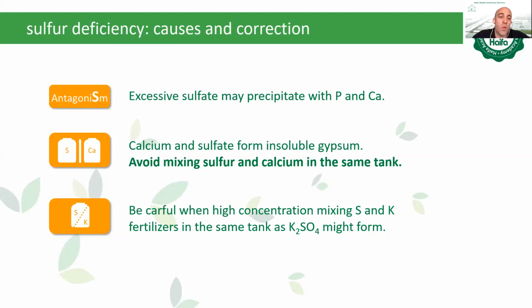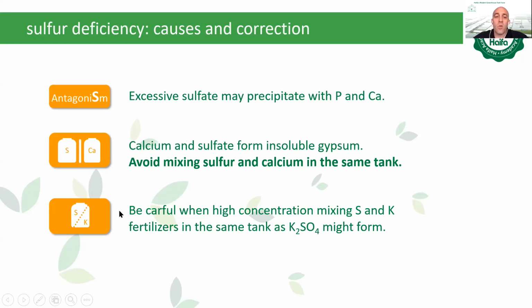Now, if you do get a sulfur deficiency, you can take some action to correct it. First of all, sulfate, like phosphorus, can precipitate with calcium. You should avoid mixing calcium together with sulfate, because then you get gypsum, which will clog the dripper and cause a lot of problems. Of course, then you won't have calcium and you won't have sulfur.